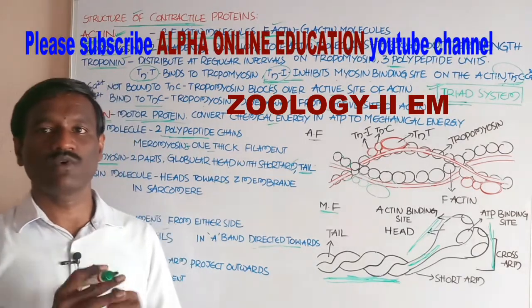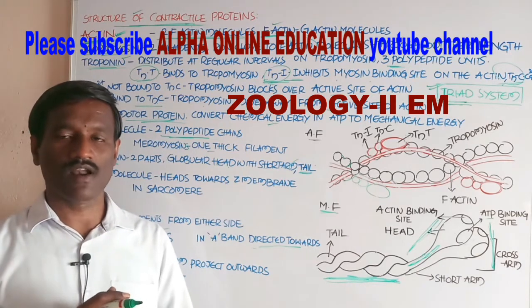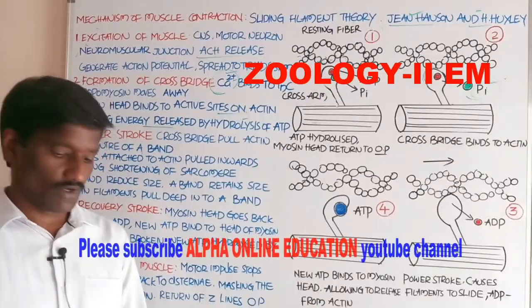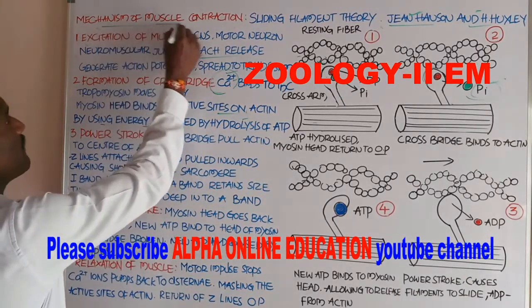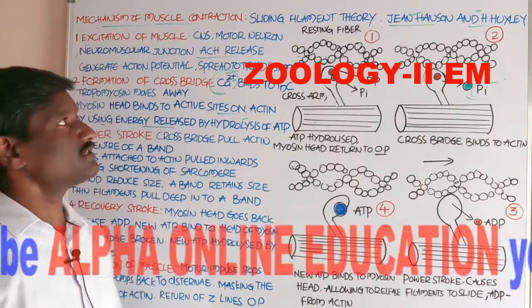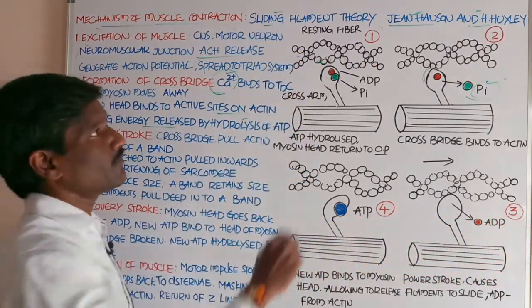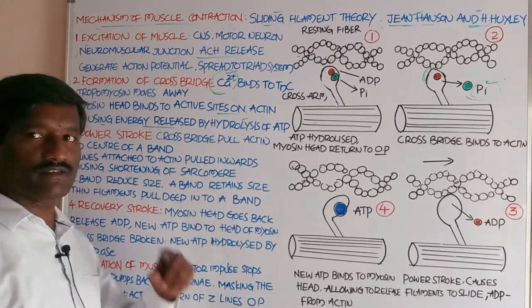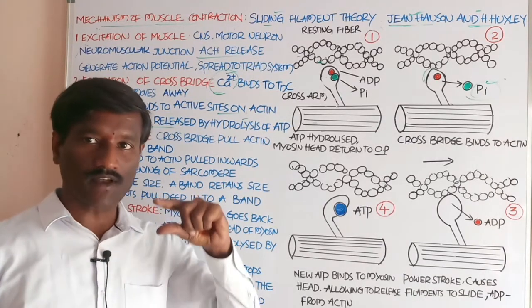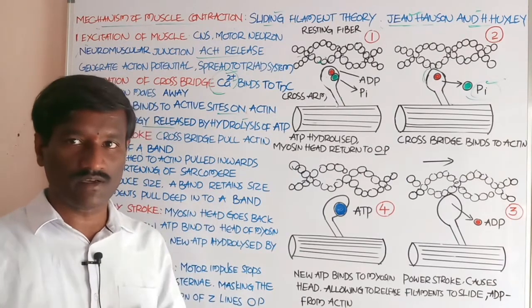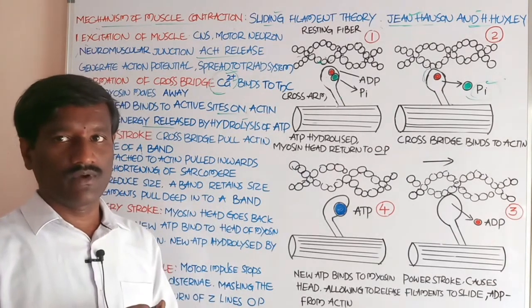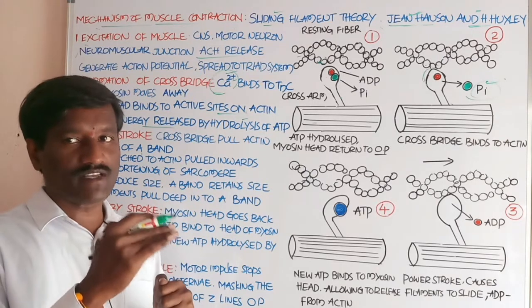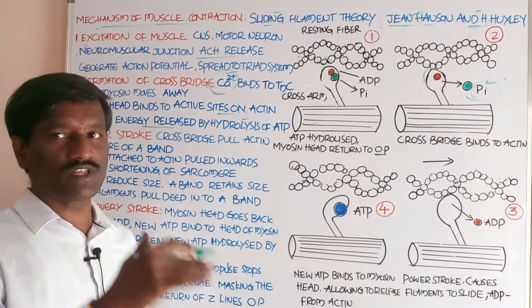Okay, student, this is about the structure of the contractile proteins actin and myosin, and also the triad system. Now let us discuss the mechanism of muscle contraction. It is explained with the sliding filament theory, proposed by Jean Hanson and H. Huxley. Why is it called the sliding filament theory? Because of the sliding of the actin or thin filaments between the thick filaments. It gives detailed information about muscle contraction and is discussed in the following steps.